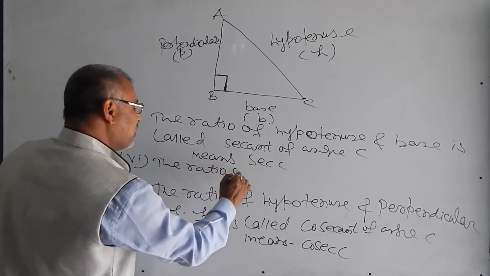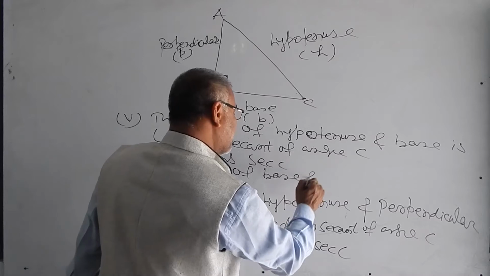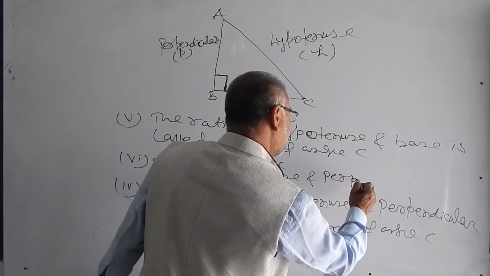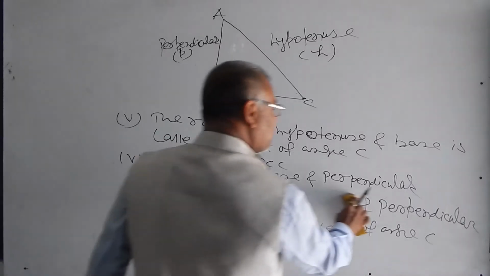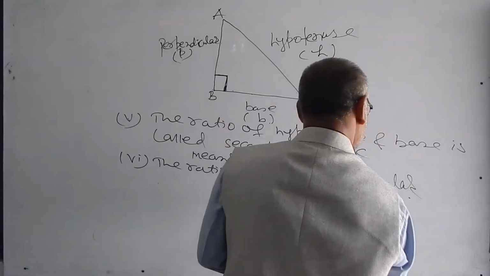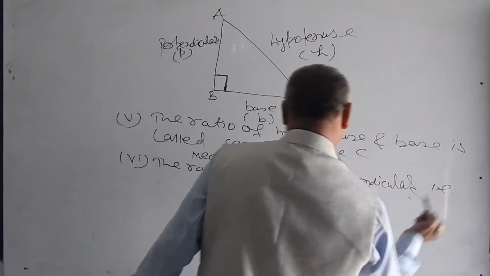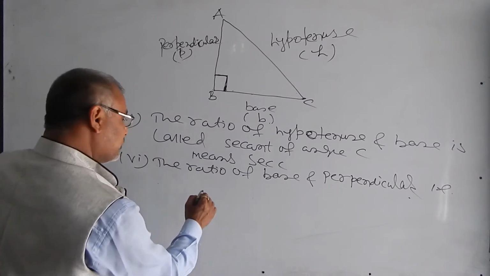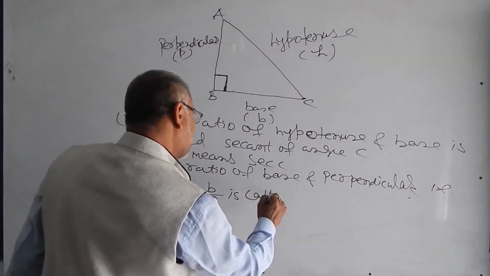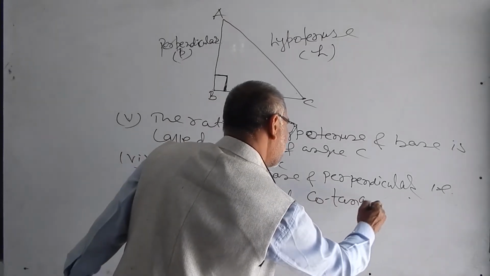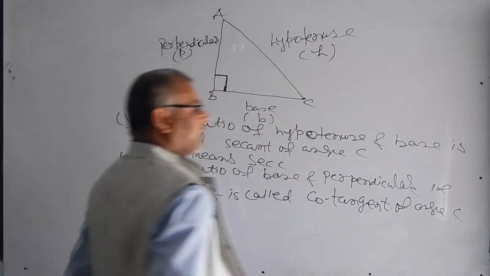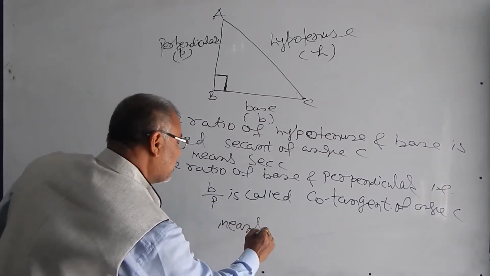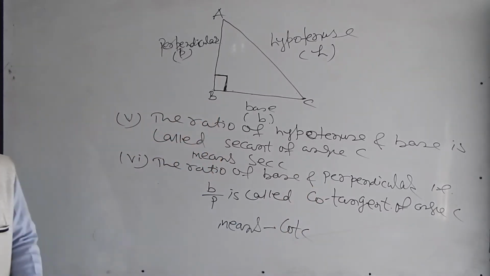And lastly, the ratio of base and perpendicular, that is B by P, is called cotangent of angle C, means cot C. And thus there are 6 ratios in trigonometry.